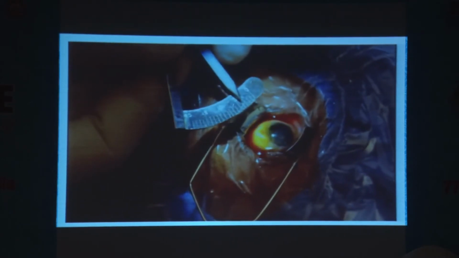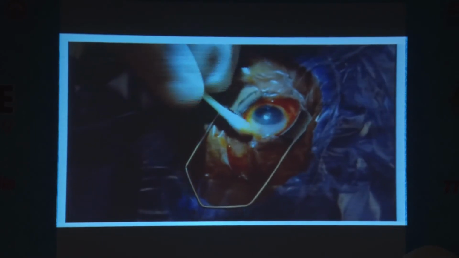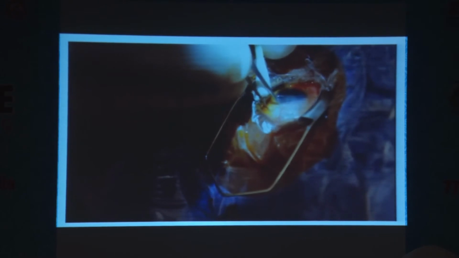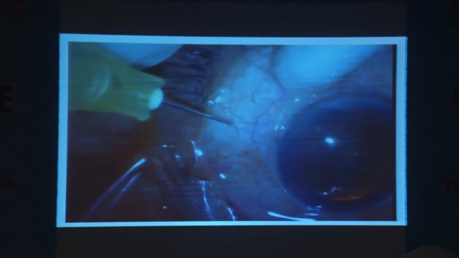Then a caliper is used to measure the point of entry, which is 4 mm or 3.5 mm from the limbus, depending on whether the patient is phakic or pseudophakic. Then the conjunctiva is moved to one side and the needle is introduced into the globe. The needle is directed towards the center of the globe.